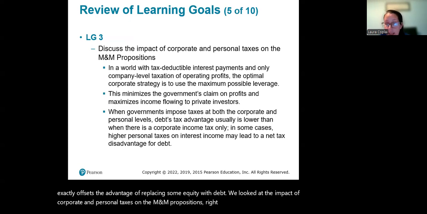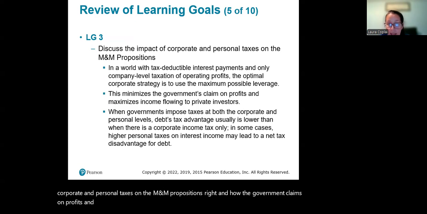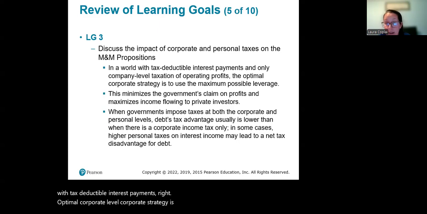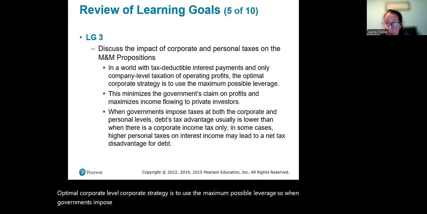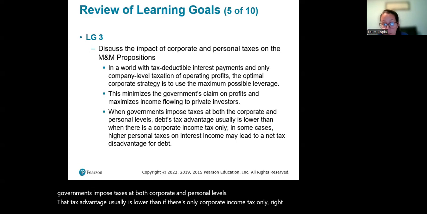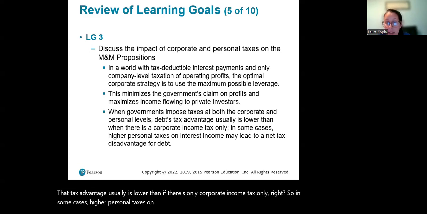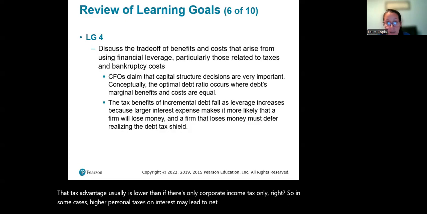We looked at the impact of corporate and personal taxes on the M&M propositions, right? And how the government's claims on profits are minimized and income to private investors is maximized when we have a world with tax-deductible interest payments, right? Optimal corporate strategy is to use the maximum possible leverage. So when governments impose taxes at both corporate and personal levels, that tax advantage usually is lower than if there's only corporate income tax, right?